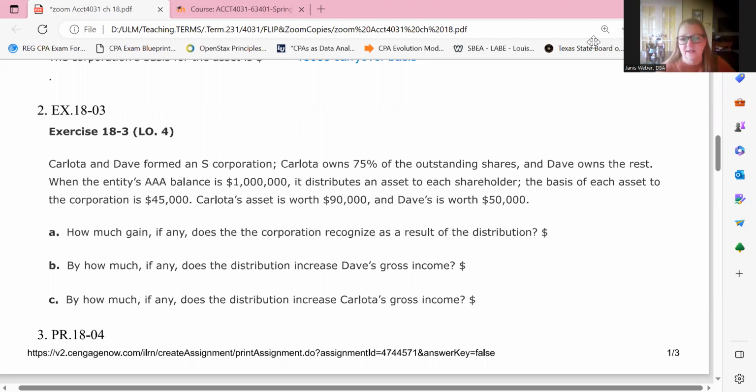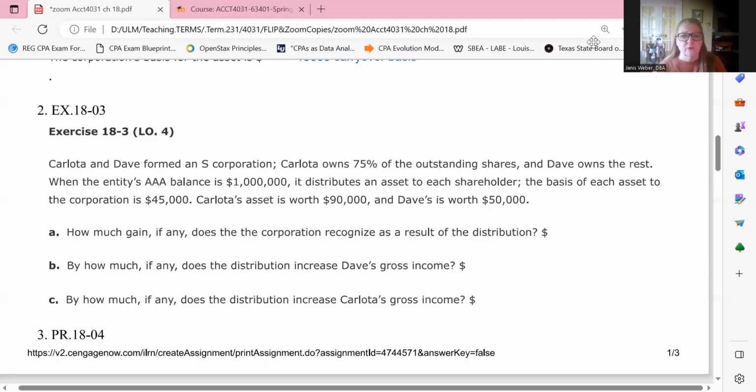It distributes an asset to each shareholder. The basis of each asset to the corporation is $45,000. Carlotta's asset is worth $90,000 and Dave's is worth $50,000. So the pertinent part about this one, they're asking how much gain does the corporation record and how much gross income Dave and Carlotta are going to have from the results.